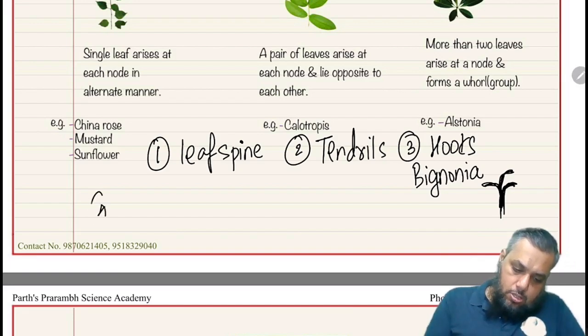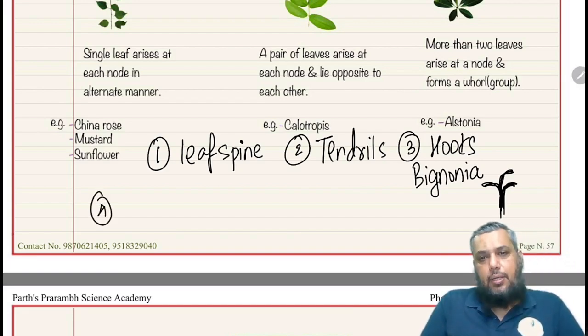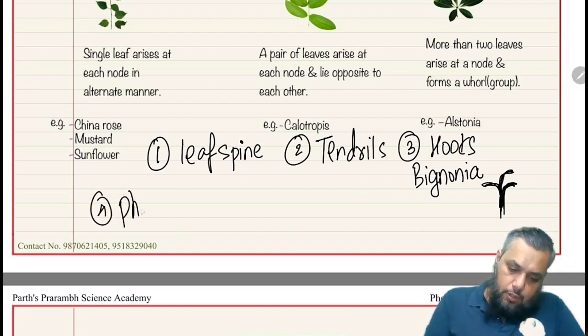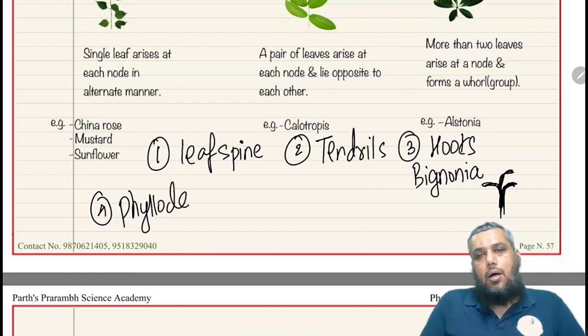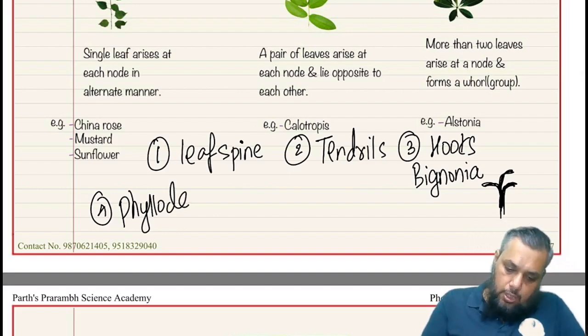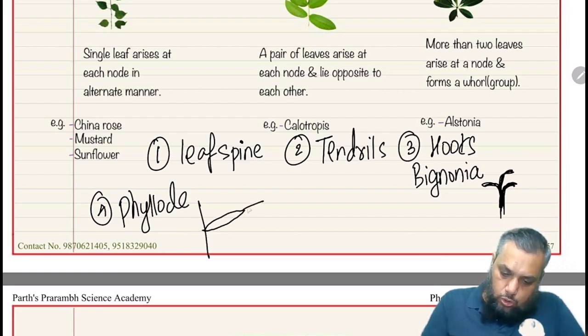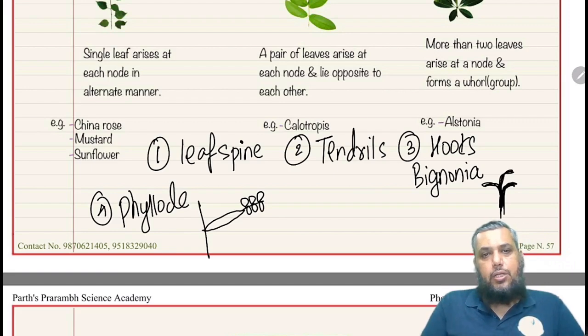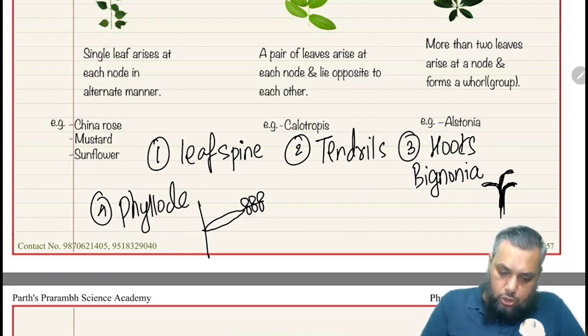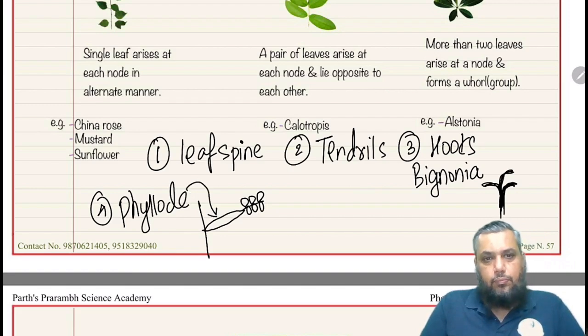Then we also observe the presence of phyllodes in Acacia auriculiformis, Australian acacia, where the petiole becomes flat, leaf-like, and it will show the presence of many leaflets. The petiole becomes flat and green, and that is called phyllodes.